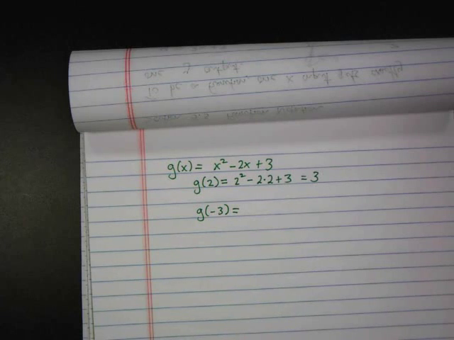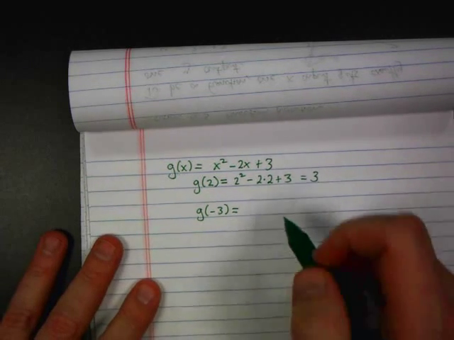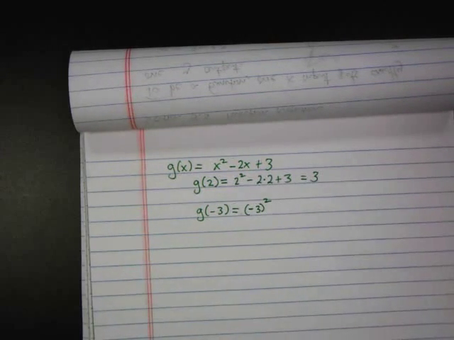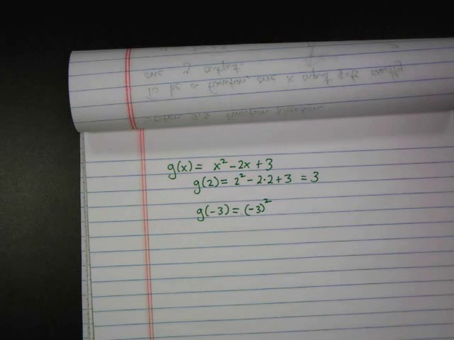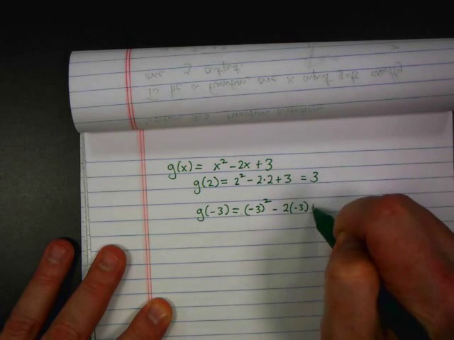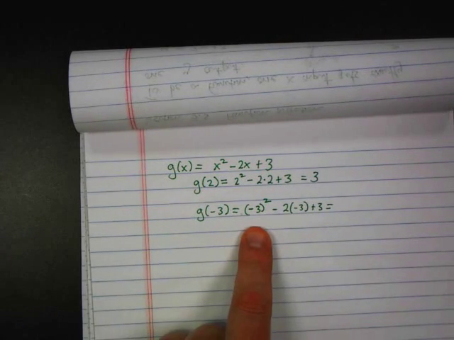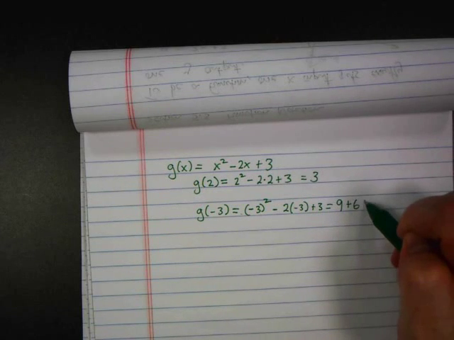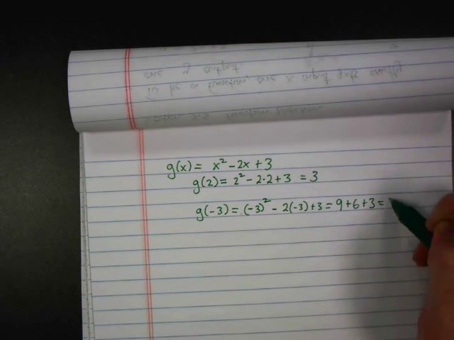What would that symbol mean to do? Wherever you see an x, don't write x anymore, right? -3. And again, be very careful. When you plug in negative numbers, I strongly suggest that you put them in parentheses so that you get your order of operations correct. Especially if you're going to use your calculator. What's -3 quantity squared? 9. Plus 6. Plus 3. The answer is 18.